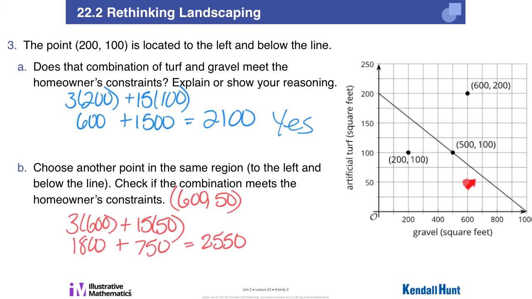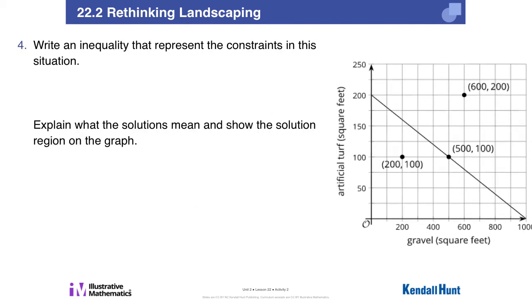You may have chosen a different point, but I chose this one right here, (600, 50). So 600 square feet of gravel, $3 per square foot, that's $1,800. 50 square feet of turf at $15 per square foot, that's $750. So that ends up being a total of $2,250. So yes, this one fits within that budget of $3,000.